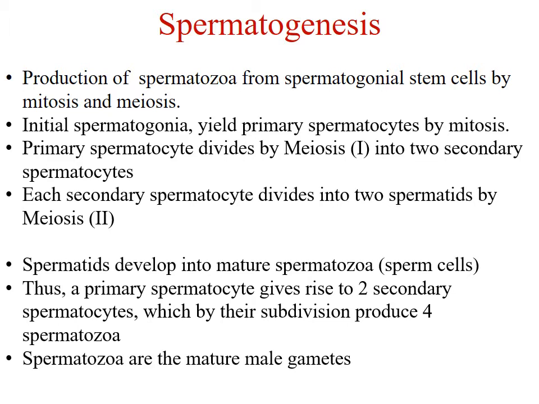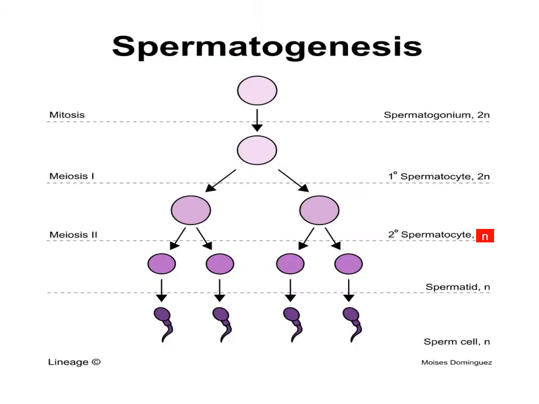Spermatozoa are the mature male gametes. In this picture you can see the spermatogonial cells, which have the diploid number 2n. After the first meiosis, it forms the primary spermatocyte. Again, it is diploid in number.